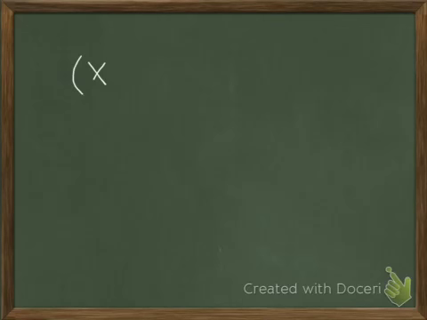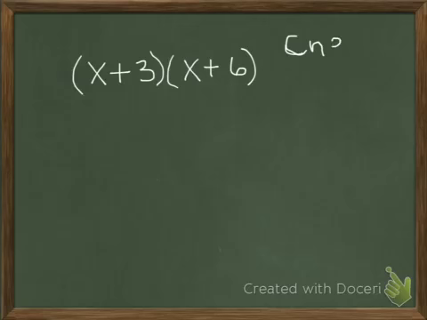We're going to use FOIL to check our answer and to see if it's correct. Okay, so here we have our x plus 3 times x plus 6, and we've written out FOIL. FOIL stands for F for first. First in our parentheses is x times x, which is x squared.